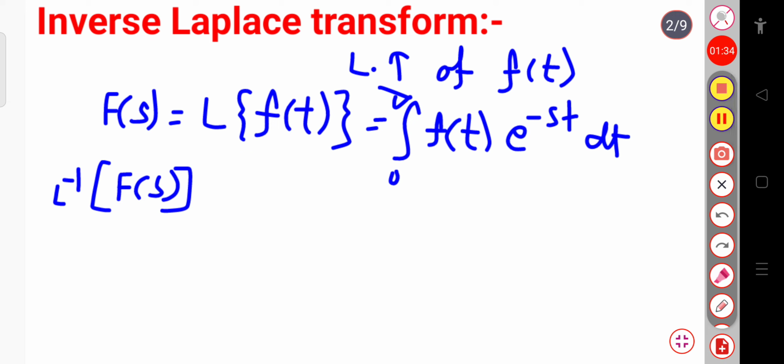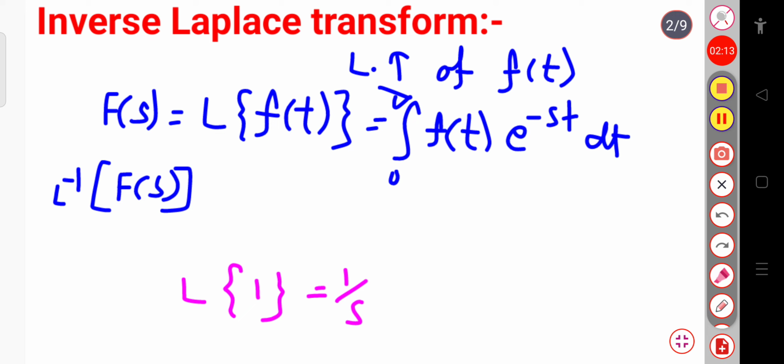Suppose, for example, we know the Laplace transform of 1. This is equal to how much? 1 by s. The Laplace transform of 1 is 1 by s, because here in place of f of t we put 1 times exponential minus st dt, integrated from 0 to infinity. So after integration and calculation we will get 1 by s. We have already calculated this in our first lecture. So the Laplace transform of 1 is equal to 1 by s.